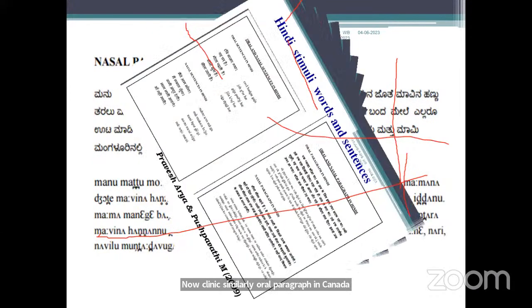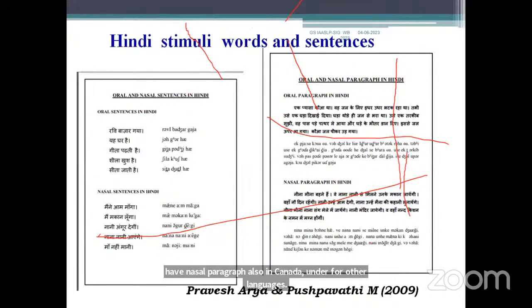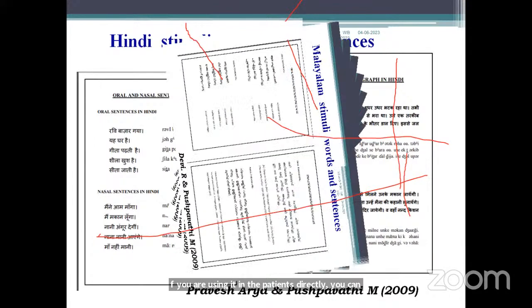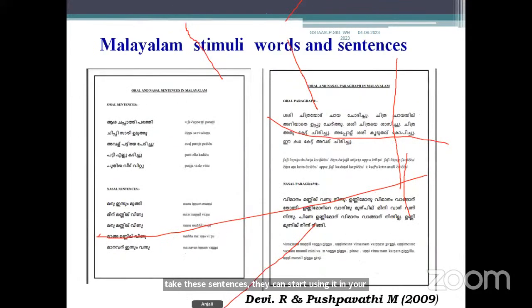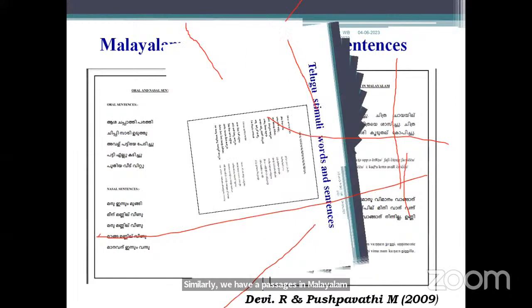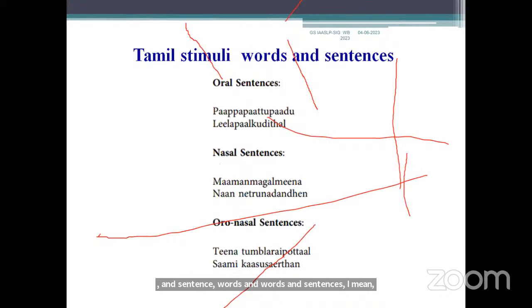For other languages, we have it in Hindi. In Hindi also we have oral sentences, nasal sentences, and an oral paragraph and nasal paragraph. These are all validated, and if you are using them with Hindi patients, you can take these sentences and start using them in your clinic. Similarly, we have passages in Malayalam, stimuli, words and sentences. Even in Telugu, we have stimuli. Almost all South Indian languages, we have it.